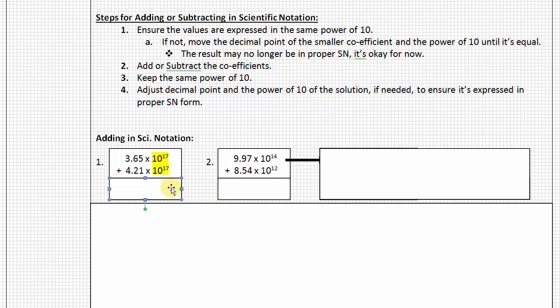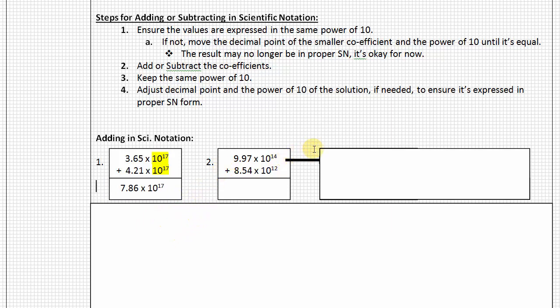Let's check your work. If you got 7 and 86 hundredths, I would agree with you. And then for step 3, we just keep that same power of 10, so it stays as 10 to the 17th. This number is in proper scientific notation because it only goes to the ones place. It doesn't go into the tens. So this is perfect, and our answer is good. Our answer is 7 and 86 hundredths times 10 to the 17th.